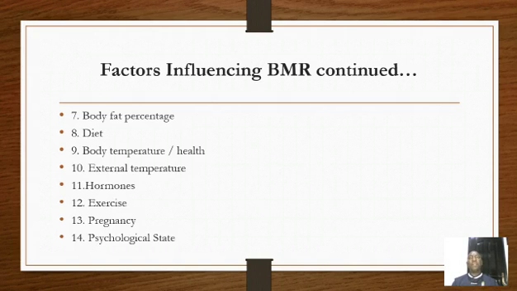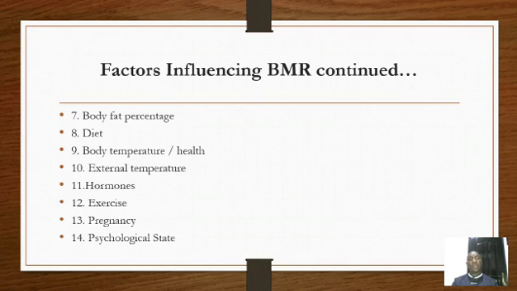But as the temperature of the environment increases, what happens? Above a particular temperature, the BMR, the rate of metabolism, is expected to decrease. Then hormones: there are particular hormones which increase metabolic rate, hormones like thyroxine and adrenaline. These hormones bring about an increase in BMR.